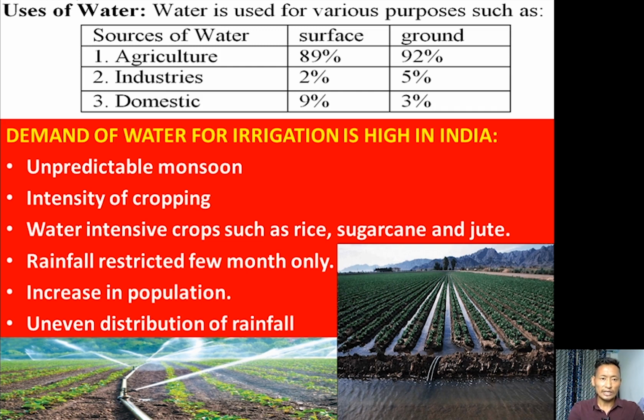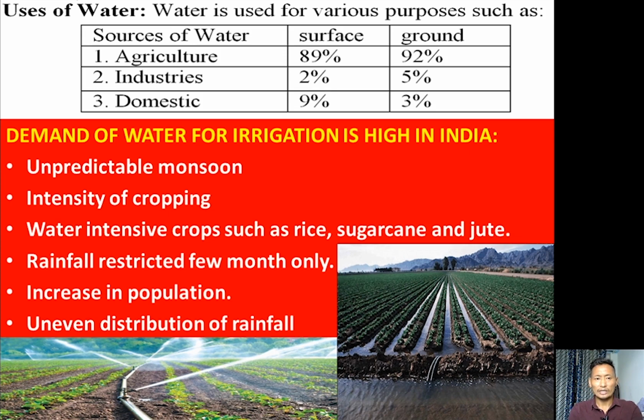So in India, again, we have our rainy season, that is monsoon season. In the other seasons, again, we need water in order to grow the crops. So we have to take surface and underground water to the field in order to protect the crops. Water intensive crops: in India, they are cultivating water intensive crops such as rice, sugarcane, and jute.